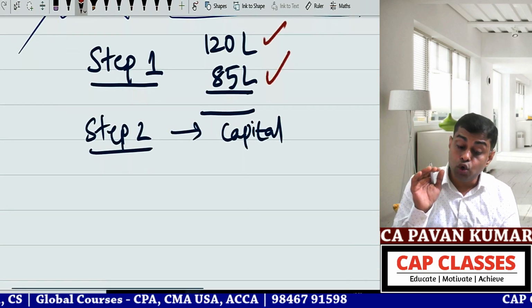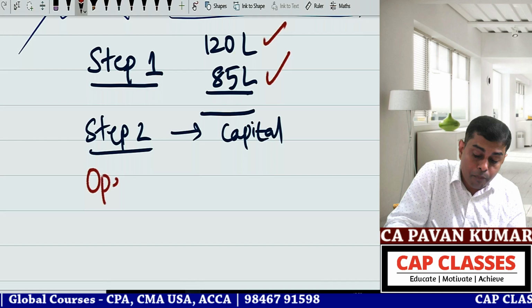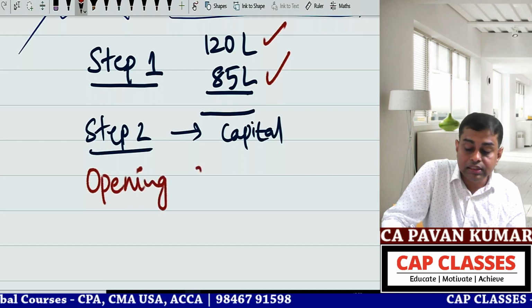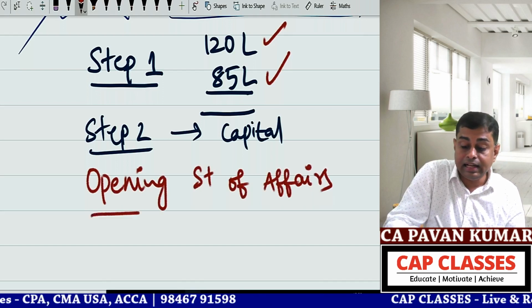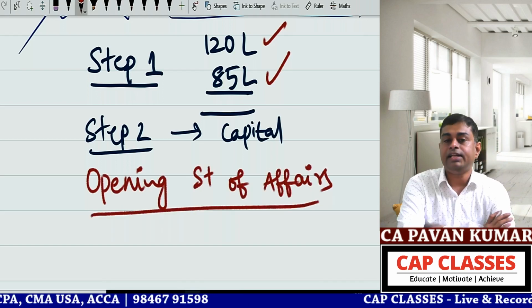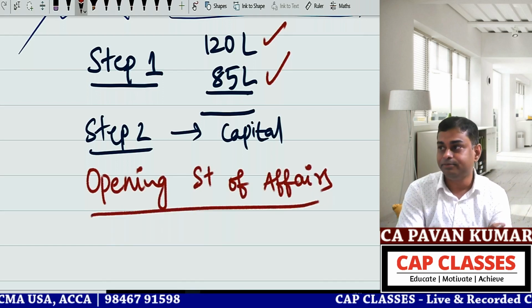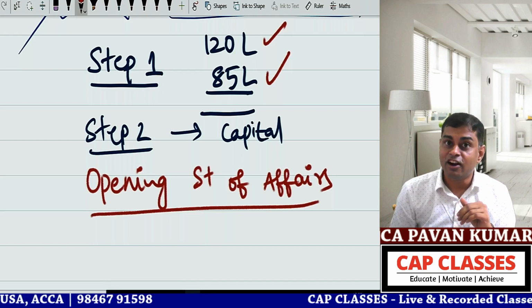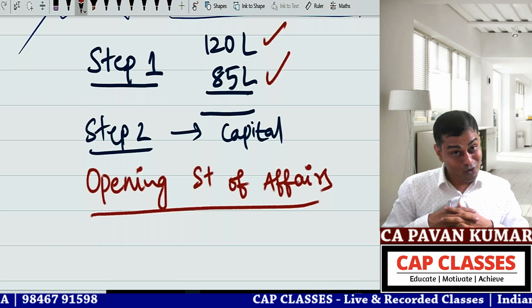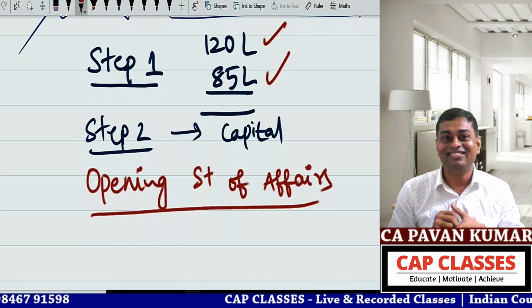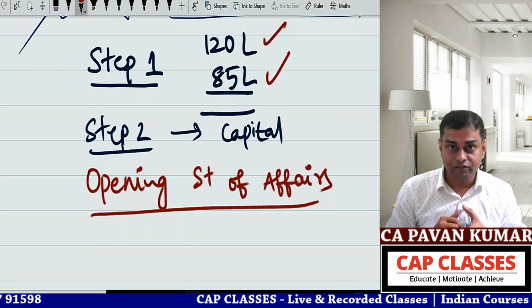Then step 2, you prepare the opening statement of affairs. Sir, affair? No, sir. CA student, sir. What affair will have, sir? Beta, if you are a CA student, you will not have that affair, but you will have 2 affairs. Sir, 2? Yeah. 2 affairs you will have. Sir, what are they? Opening statement of affairs, closing statement.